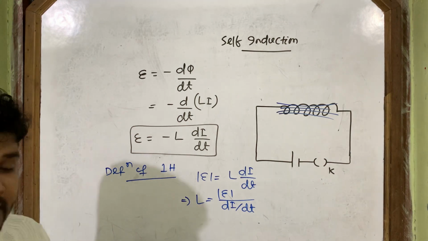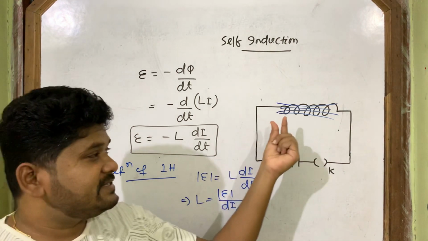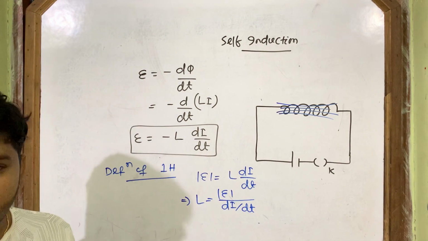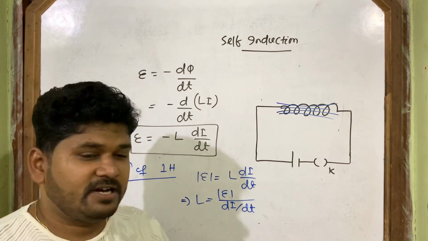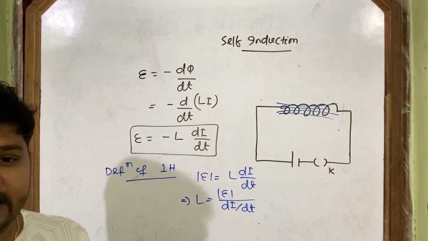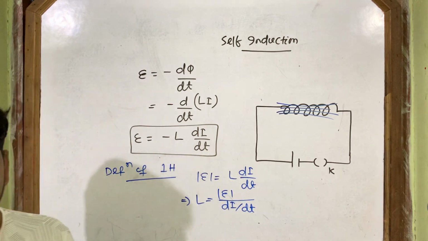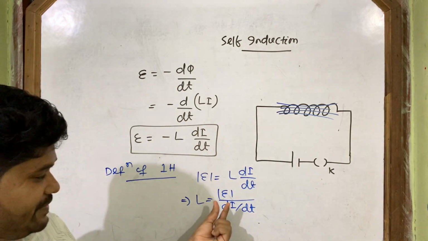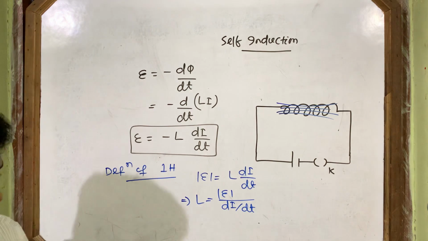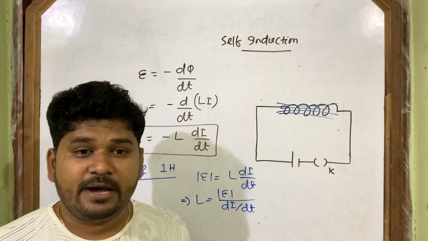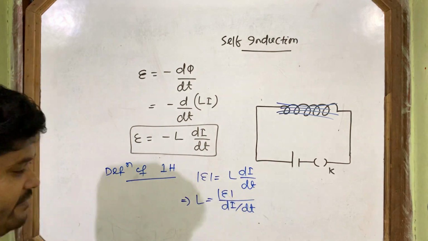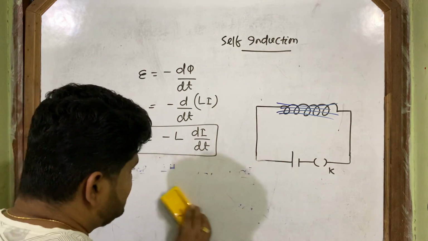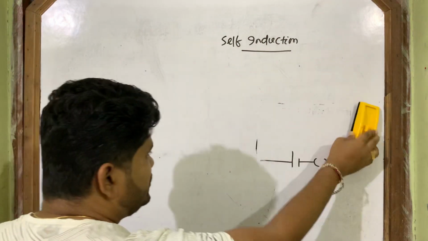So what is the definition of 1 Henry? 1 Henry is the self-inductance of a coil if the EMF induced is 1 volt when the rate of change of current is 1 ampere per second. Again I repeat, 1 Henry is the self-inductance of the coil if EMF induced is 1 volt when the rate of change of current is 1 ampere per second. You can write the definition of 1 Henry from this expression.